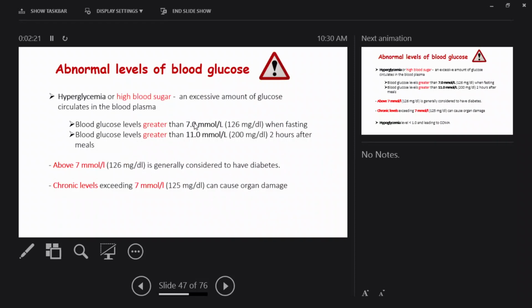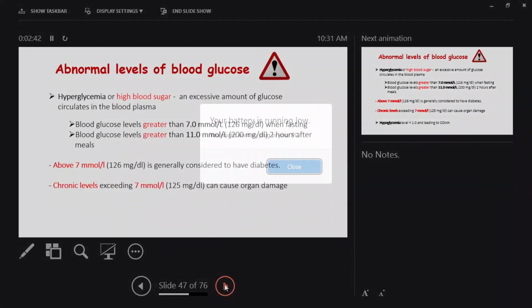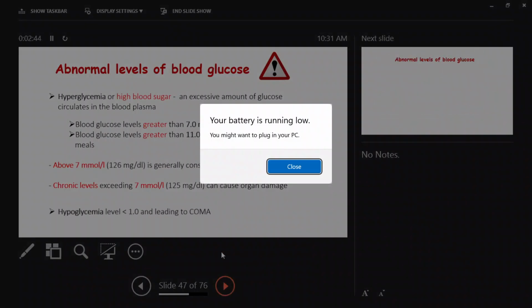And normally, when we are fasting, the blood glucose level is less than 7, for example 5.5 or 6. And if it is above 7, it is considered to have diabetes. For a diabetes patient, the blood glucose level is normally above 7, while exceeding 7, up to 11 here, can cause organ damage.